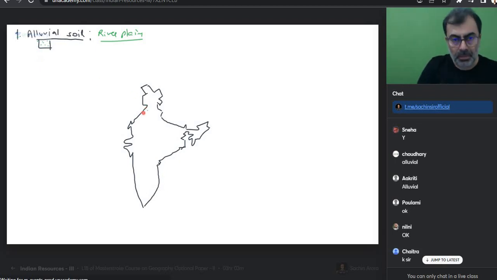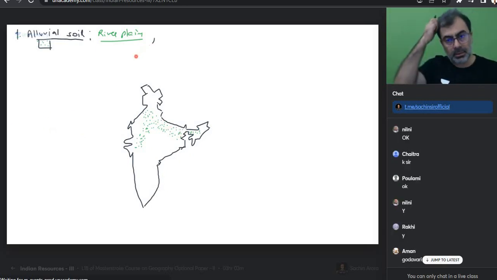Yes. So Punjab plains are created by rivers. Ganga plains are created by rivers. Brahmaputra plains are created by rivers. We have Malwa and all those things. So all this area is formed from the plains of the rivers flowing through. Is everyone okay? True.